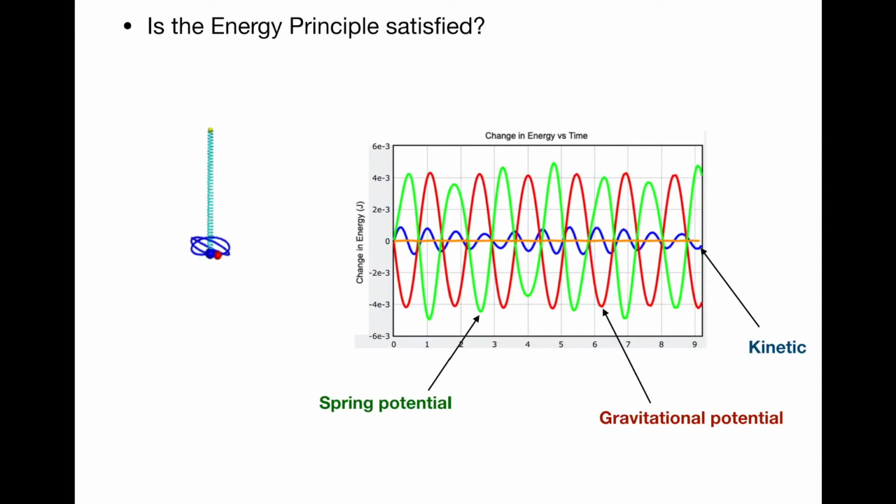This brings us to our initial question. Does this satisfy the energy principle? The answer is yes. Looking at this graph, we see that the total energy, represented in yellow, remains constant throughout the experiment, as it is the sum of the spring potential, gravitational potential, and kinetic energies. All of these energies oscillate back and forth between positive and negative values, always summing to 0.